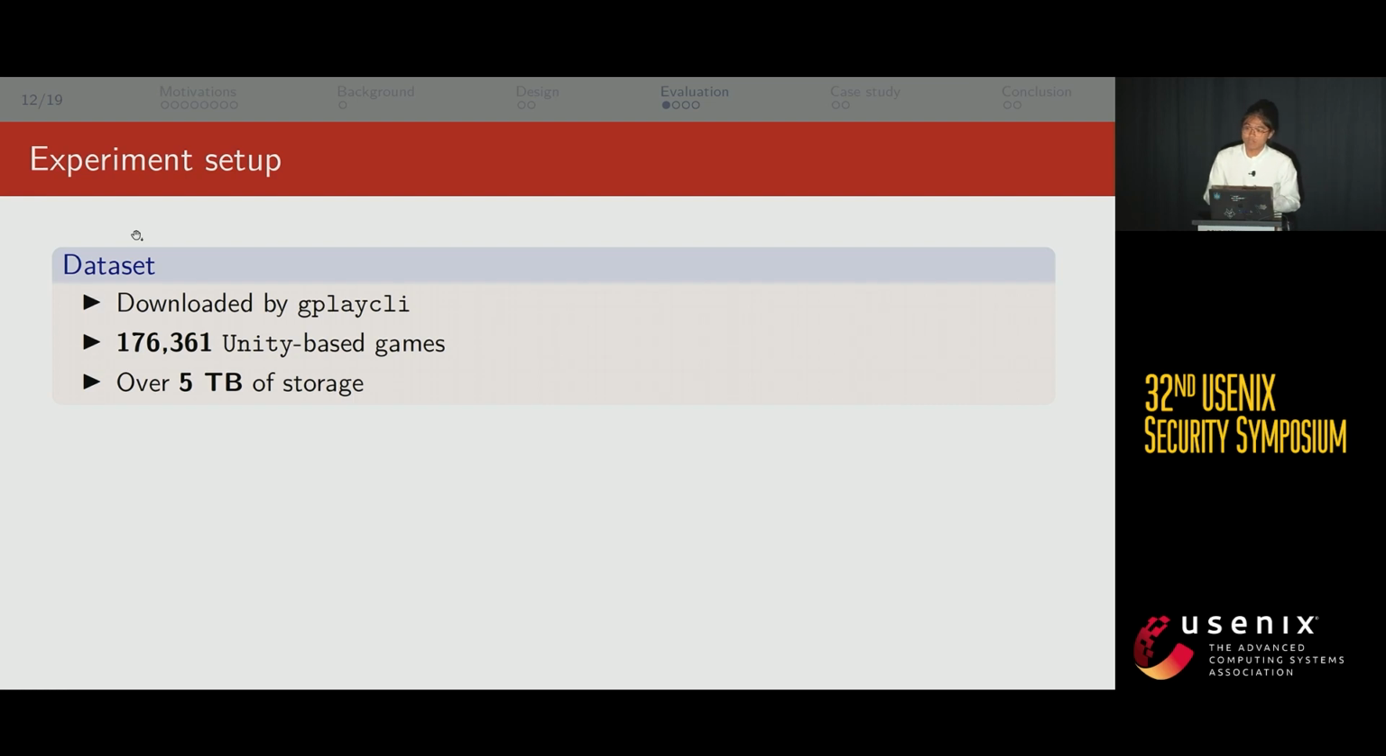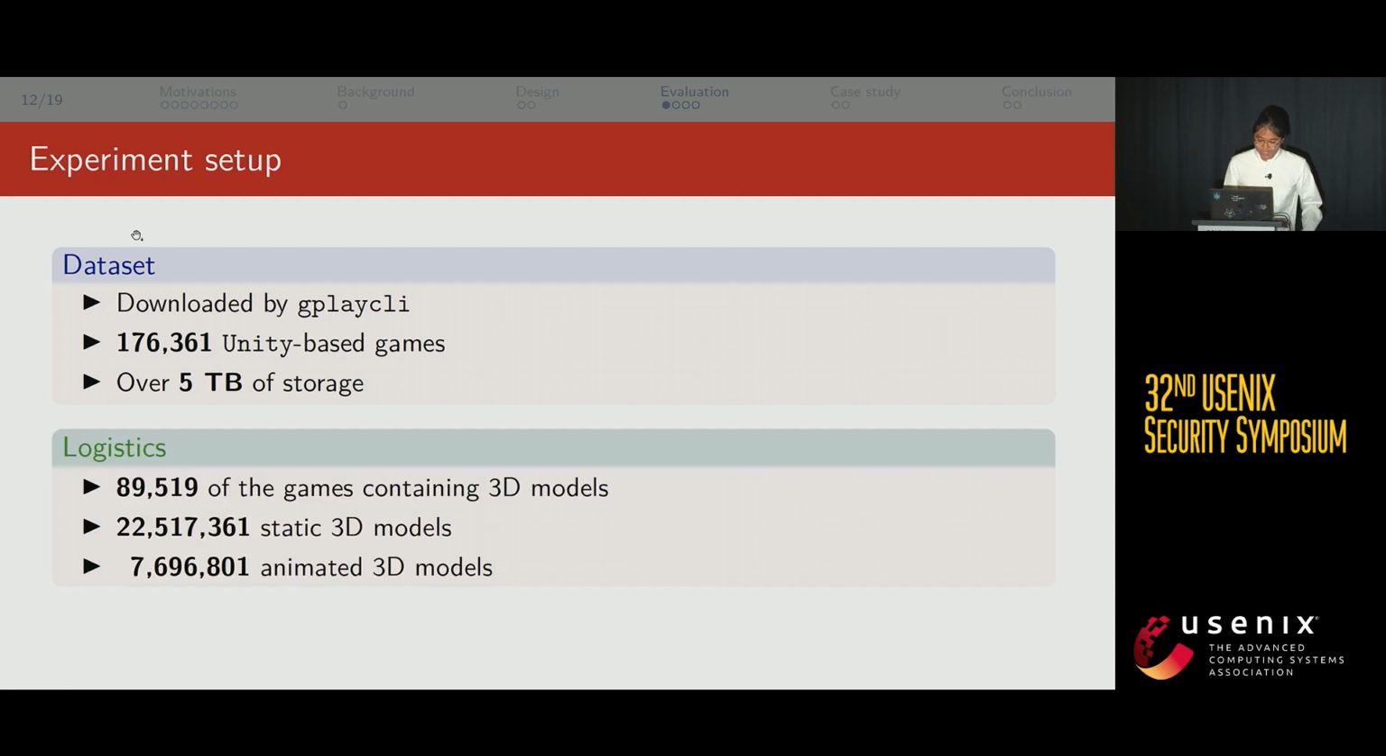So for datasets, we have downloaded games from Google Play using the gplay CLI, and we finally obtained over 176,000 Unity-based games, which took over 5 terabytes of storage. We then analyzed the games, and we found there are nearly 90,000 games that contain 3D models, and we finally found over 22 million static 3D models and nearly 8 million animated 3D models.